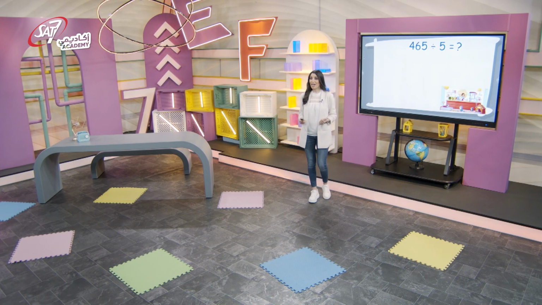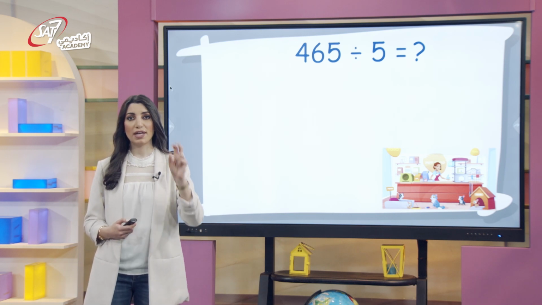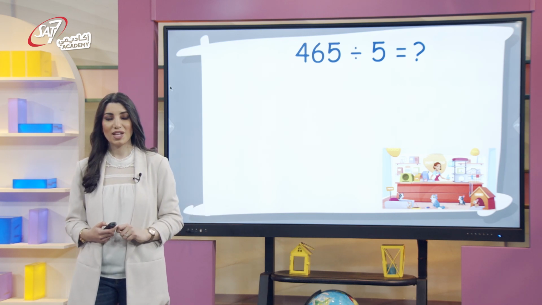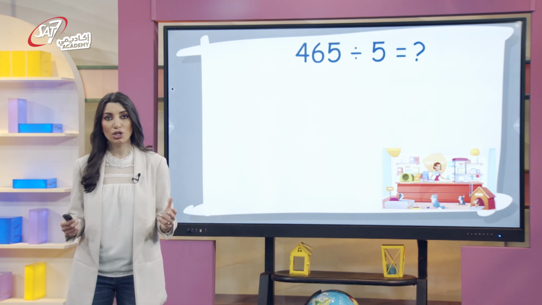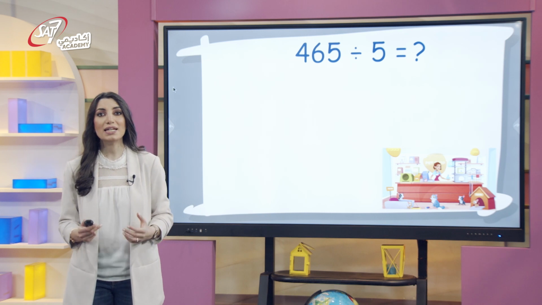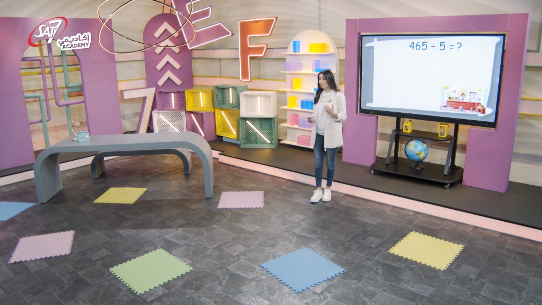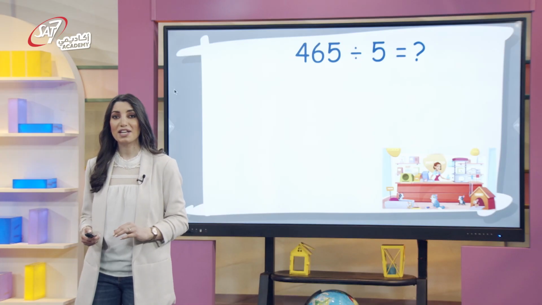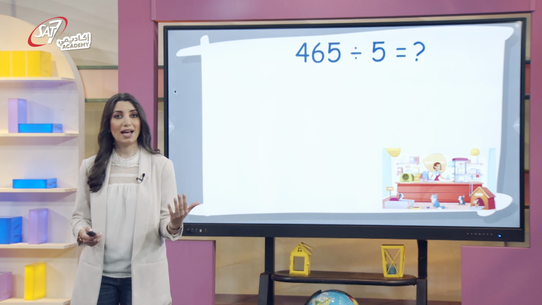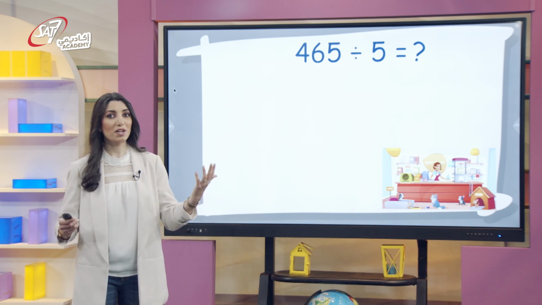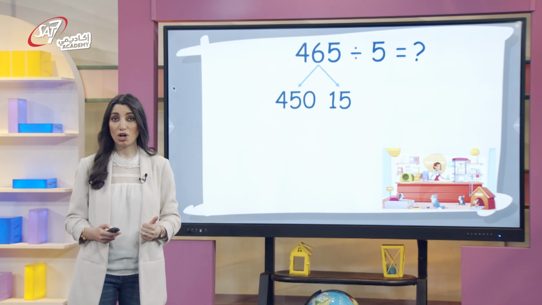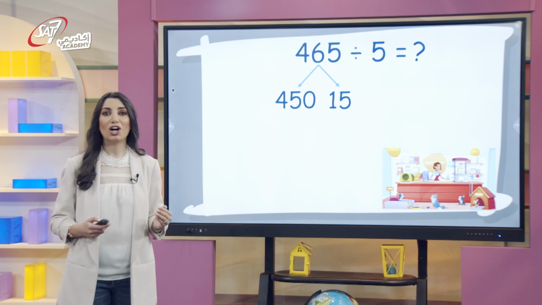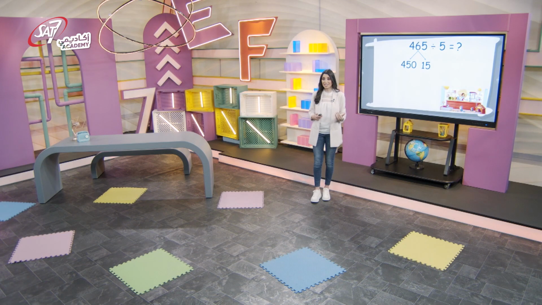This is hard. How can we split 465 in 2 to make this easier? Look at the first 2 digits, 46. What is a number close to 46 that can be easily divided by 5? 45 is divisible by 5. So let's split 465 into 450, and what's left? 15. 450 plus 15 give the sum of 465. We'll now divide 450 by 5 and 15 by 5.